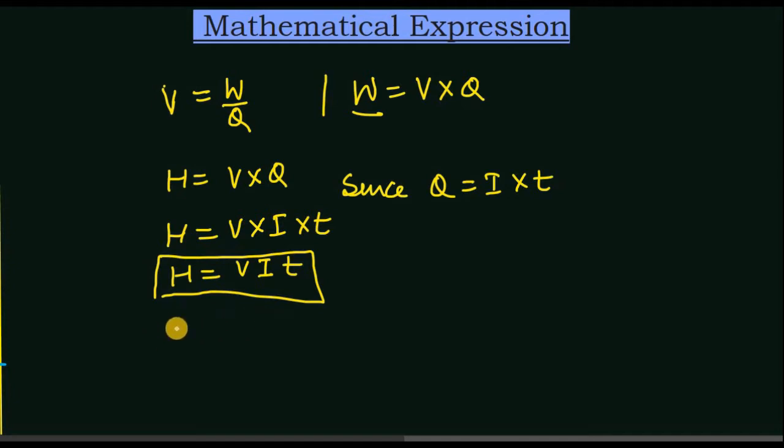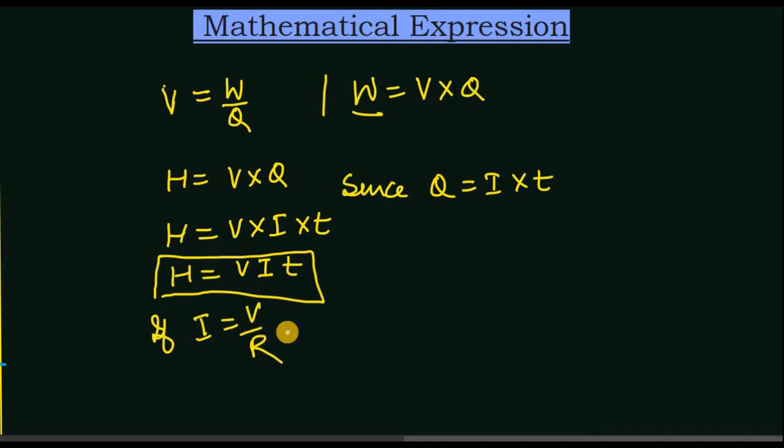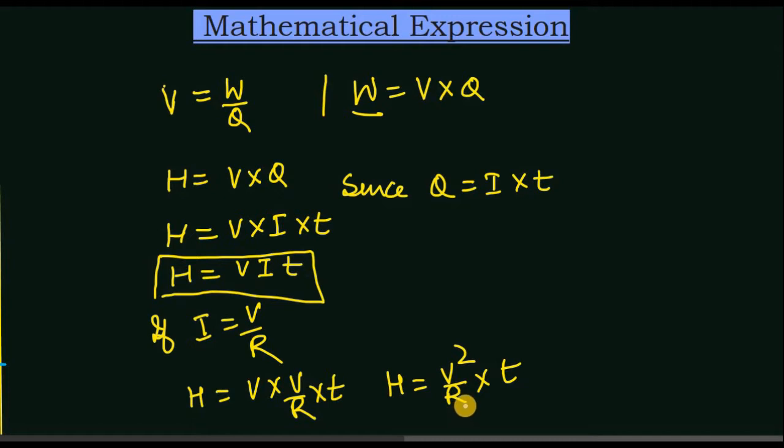If we take I equals V upon R by using Ohm's law, H will now be V into, in place of I, V upon R, into T. So the formula we have is H equals V square upon R into T, where V is potential difference, R is resistance, and T is the time for which the current is passed.